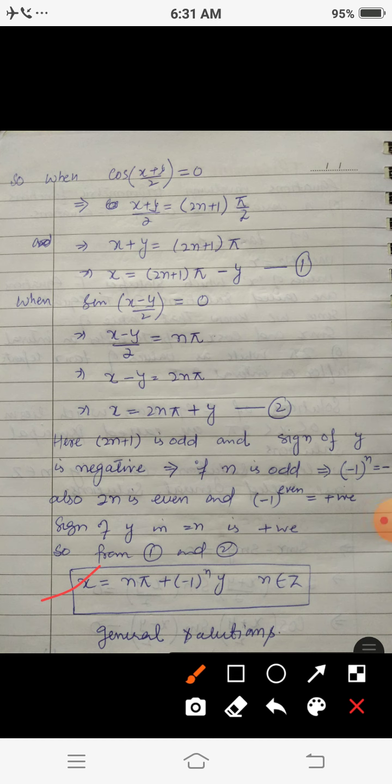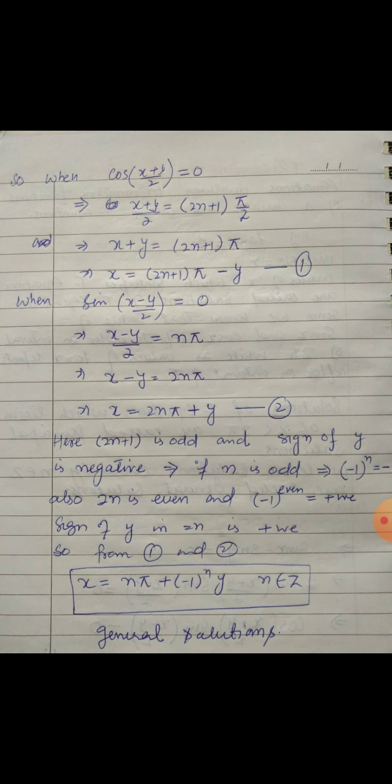This solution is the general solution, because it contains n. Now if we have to find the principal solutions, we have to put particular values of n and consider only those values which belong to the interval 0 to 2 pi. Those are the principal values obtained by putting particular values of n.